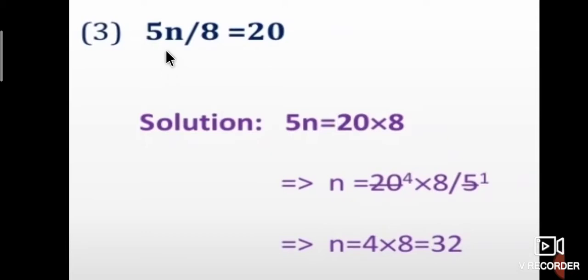Similarly, next: 5n divided by 8 is equal to 20.